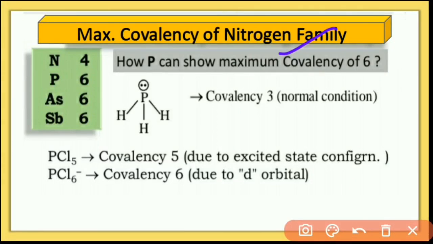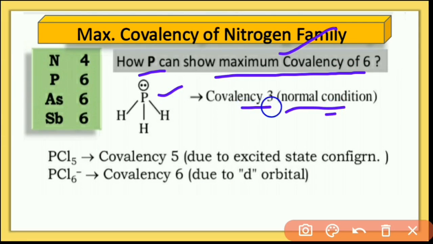Maximum covalency of the nitrogen family. How can phosphorus show a maximum covalency of 6? At normal condition phosphorus shows covalency 3. In the structure of PH3, phosphine, 3 bond pairs and only 1 lone pair of electrons are present. So at normal condition phosphorus shows covalency 3, but in the excited state its electronic configuration is changed.